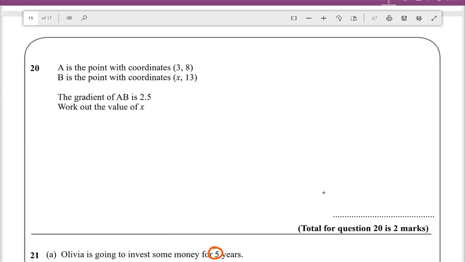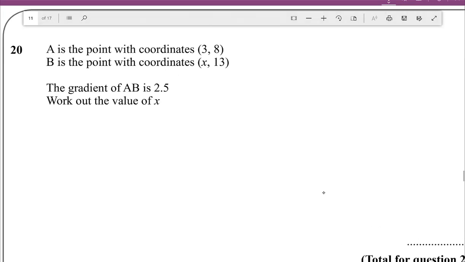A is the point with coordinates 3, 8, and B is the point with coordinates x and 13. The gradient of AB is 2.5. Work out the value of x. Now we can see we've got a set of coordinates and one missing coordinate. Don't get alarmed by this type of question, take it easy. We've got a gradient, so look at what information you have and what you can do with it. You might need to dig a bit deeper and think about what we know about coordinates and gradient.